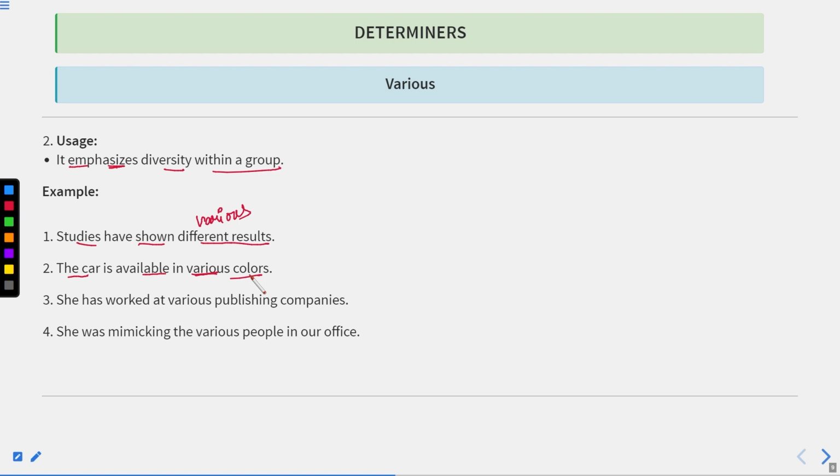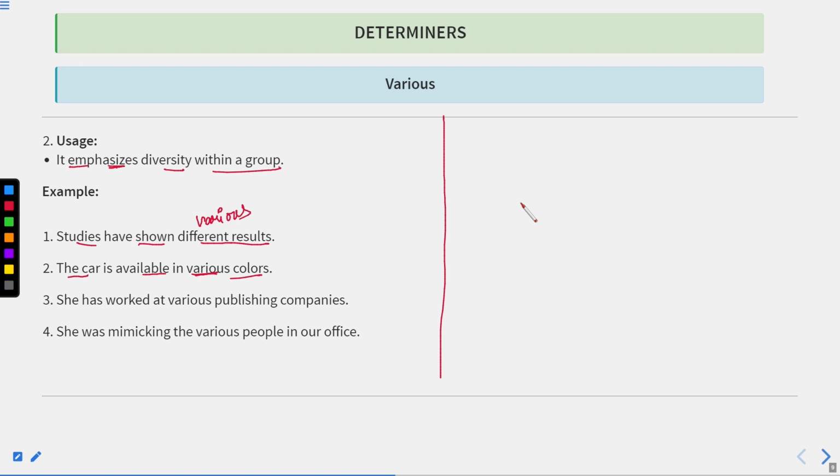You must have seen the color of the army dress or army uniform. So you can see various colors in the case of cars. There are many companies which make cars of various colors, so you can see different shades or different colors in cars. She has worked at various publishing companies.